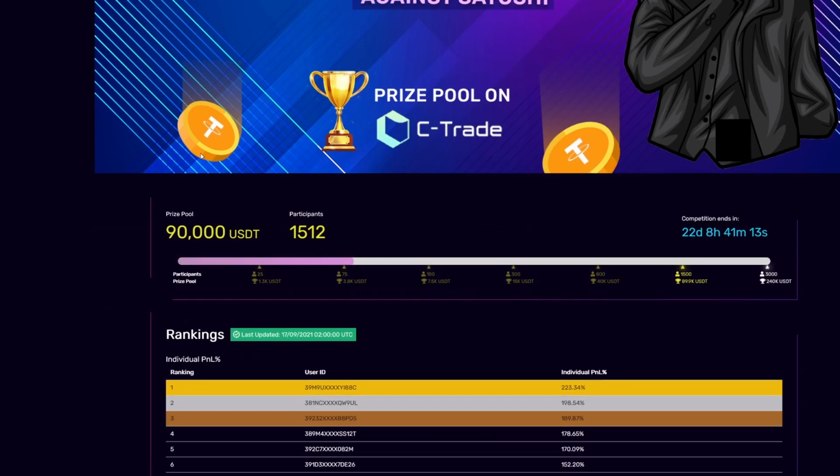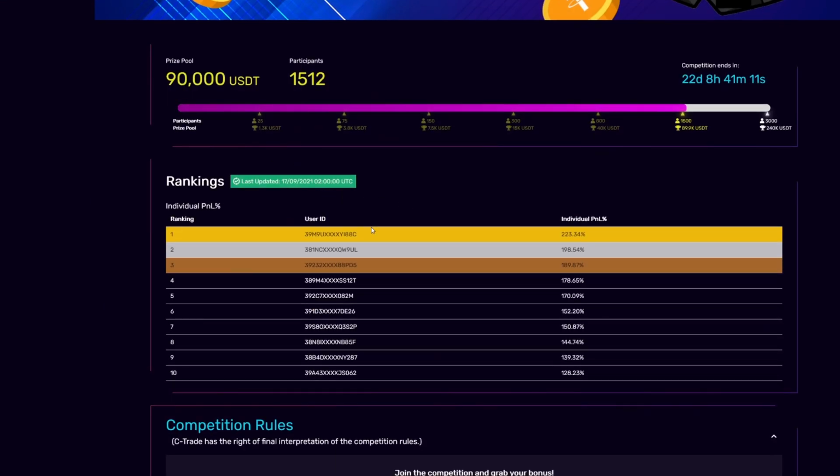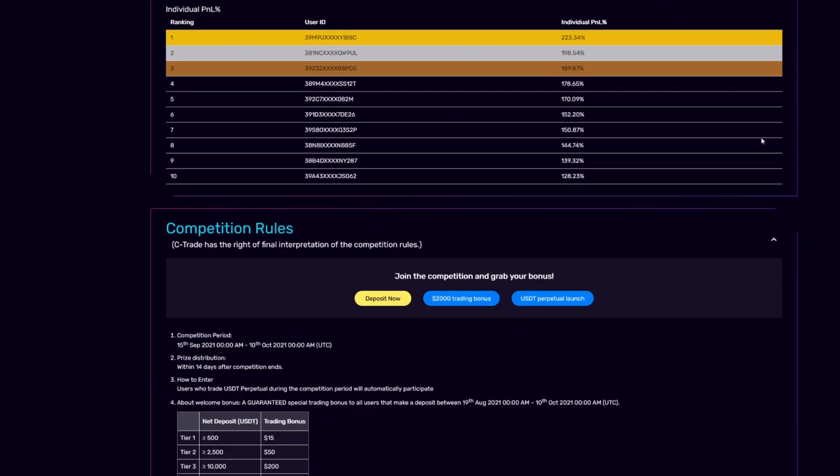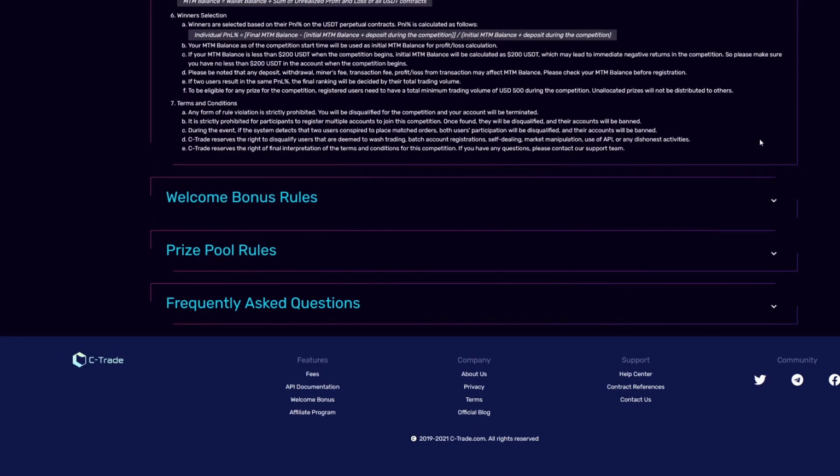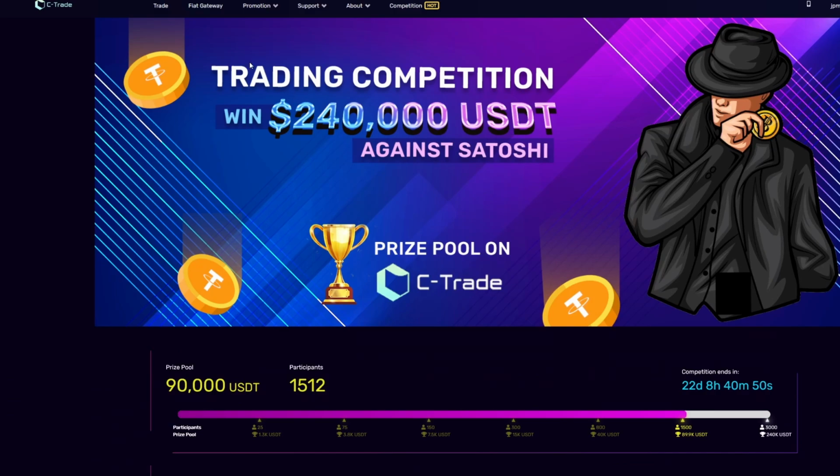I also want to talk about some of the general bonus and info regarding that trading competition. If we jump in here, you can see some of the rankings. So user ID, you can actually see their individual P&L percentage as well. And you can see that the prize pool right now is 90,000 USDT, with 1,512 participants. The competition ends in 22 days, so you're not too late to get started if you wanted to jump on board with it. Very cool how they have these competitions with very large prize pools, giving back to the community that continues to utilize C-Trade to their advantage.